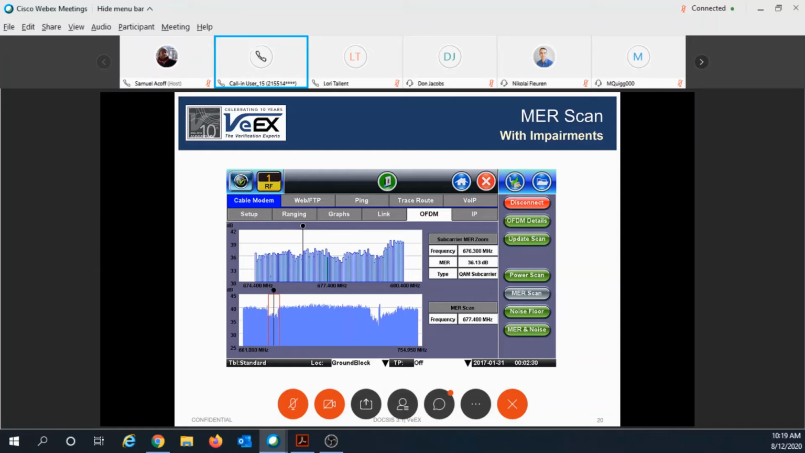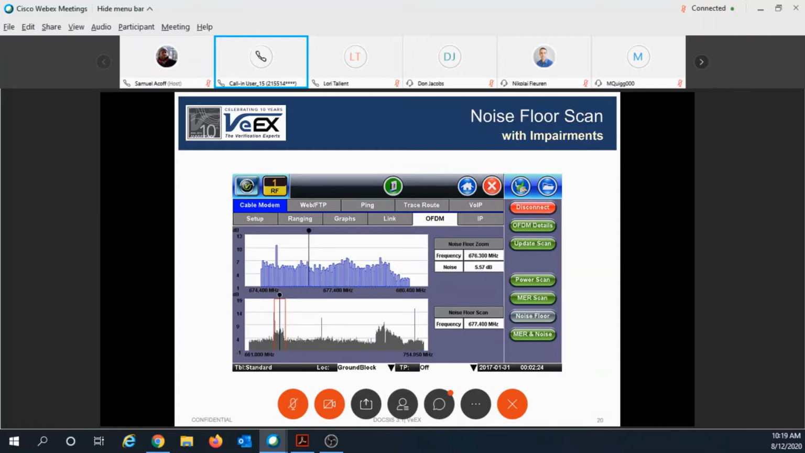So very quickly I can look at this and say, wow, I've got two issues in this particular carrier. Here's the inverse of that, which is a couple spots of high noise. Generally, noise will be the cause of low MER, but not 100% of the time. And we'll see a sample of that in a minute as well.